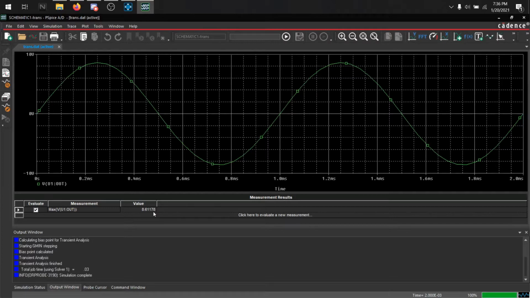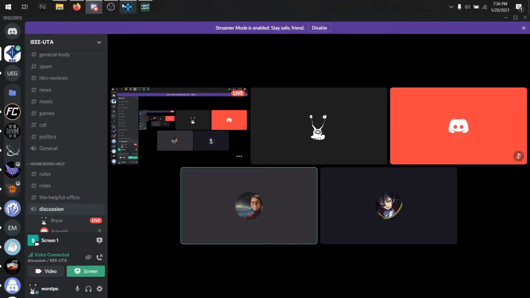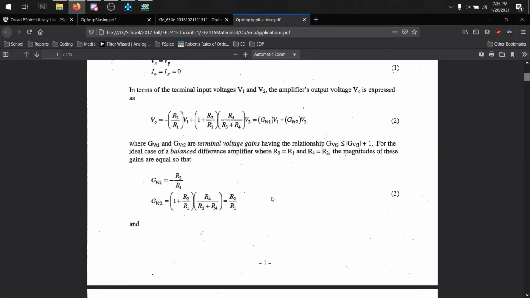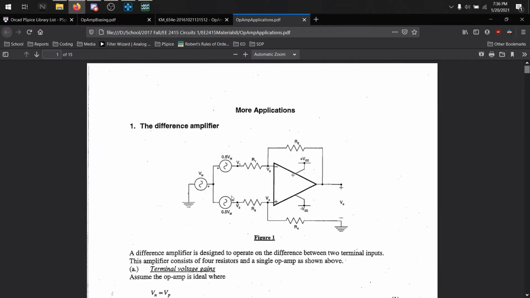I mean, what you did makes sense. What I always have trouble doing is coming up with the gain formula. You can derive them, or you can just look them up. I looked them up. The best way to do it is just look them up. Like, this is a difference amplifier right here.